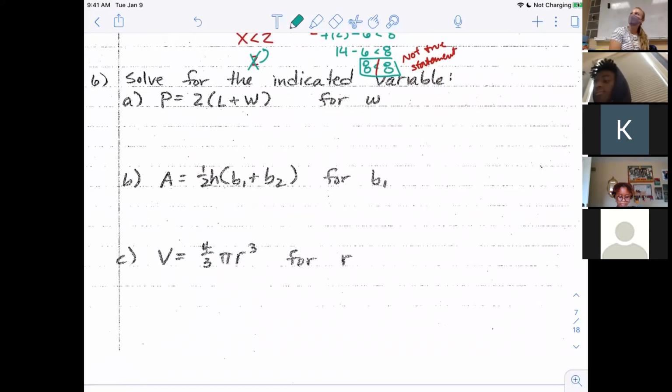All right, the next one says solve for the indicated variable. What does that mean? What do I want at the end? I want W all by itself. So if it says solve for W, then I'm going to isolate W. Again, you can do this a couple different ways. What I would probably do is get rid of everything outside the parentheses and then move what's inside the parentheses.